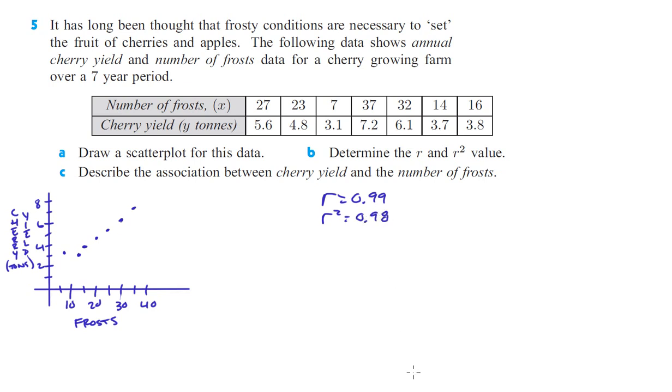Right, and then on our table, that's definitely going to be a very strong association between cherry yield and number of frosts. So it's a strong positive association between cherry yields and the number of frosts. All right? Okay.